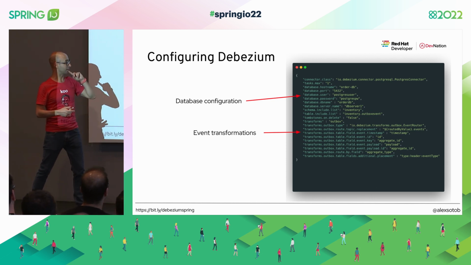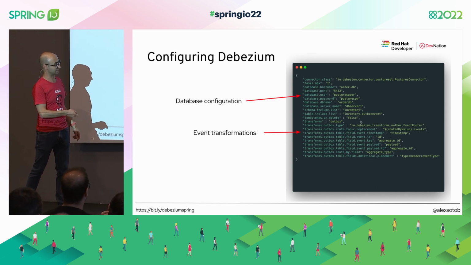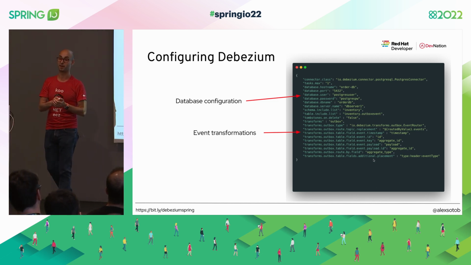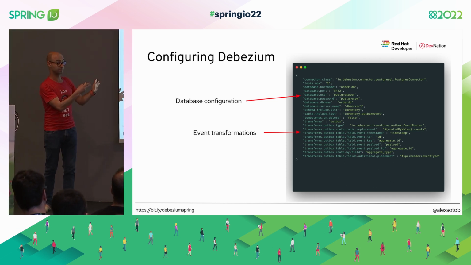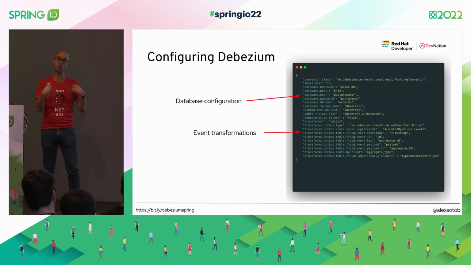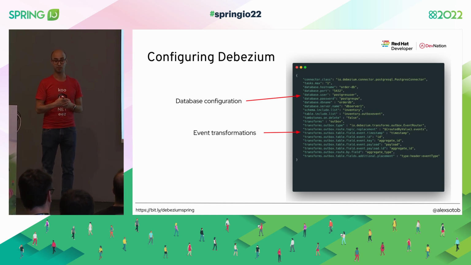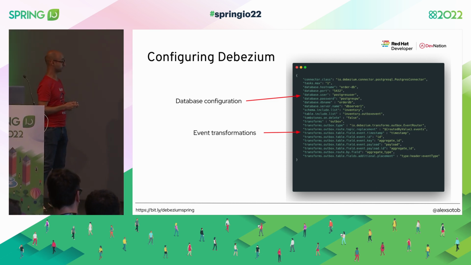And finally, there is even more. There are all these transforms. You see here there is transforms, because if you want, as I said before, you can route the events to one topic or another topic, depending on some fields. You can even implement your own strategy. You can say, I know that there will be a field inside the payload, I don't know its name, country. And then depending on the country, I want to move to one topic or another. So you can even implement your own ways to route messages.